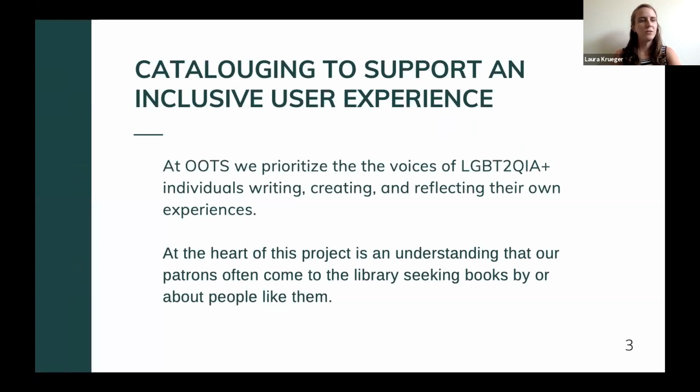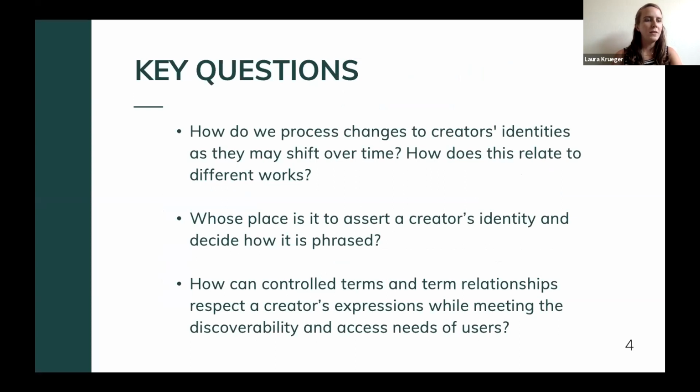At the heart of this project is an understanding that individuals often come to the library seeking books and materials by or about people like them. And this project seeks to address that problem from multiple angles in the catalog. Reflecting the needs and identities of users in the catalog raises important questions such as, how do we process changes to creators' identities as they may shift over time? How does this relate to different works? Whose place is it to assert a creator's identity and decide how it is phrased? How can controlled terms and term relationships respect a creator's expressions while meeting the discoverability and access needs of users? Now over to you, Rio.